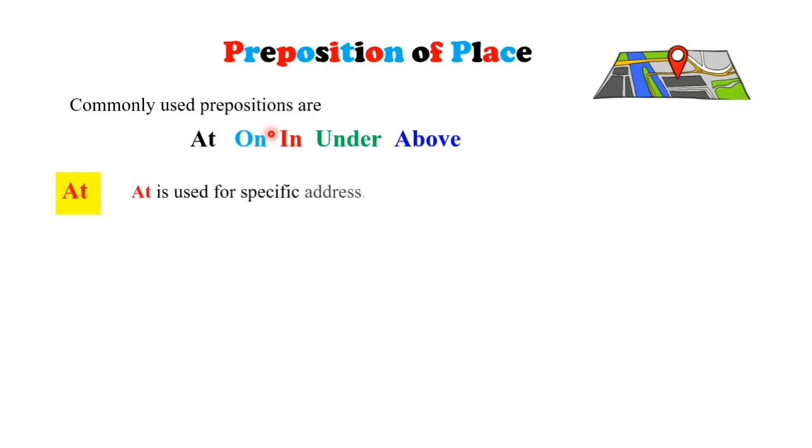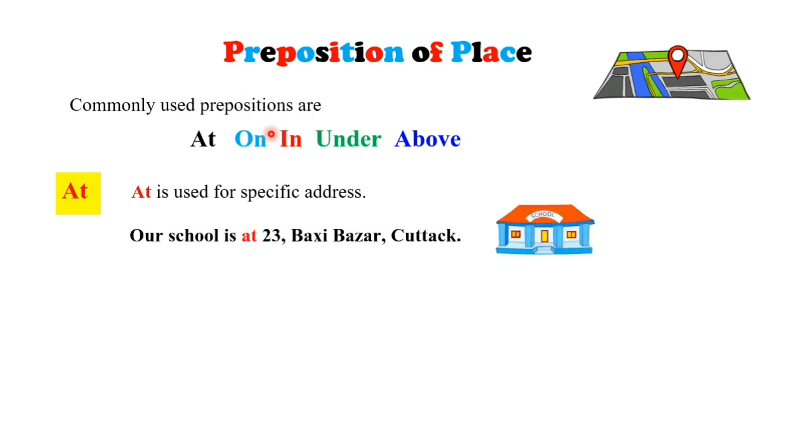At is used for a specific address, a particular address. Suppose you can say our school is at 23 Baxi Bazar, Cuttack. That means this is the specified address and the postman will directly reach this school. So this is the particular address. So our school is at 23 Baxi Bazar, Cuttack.